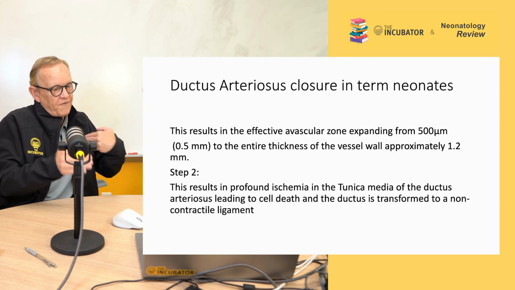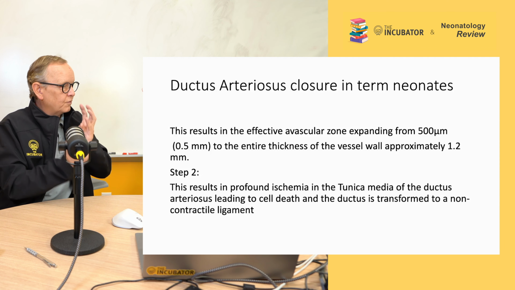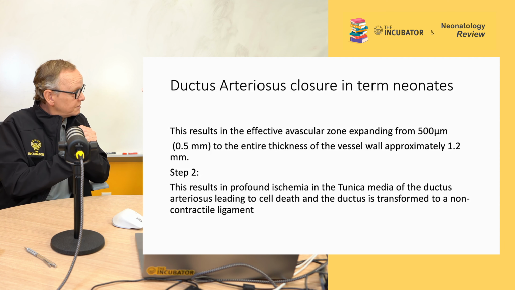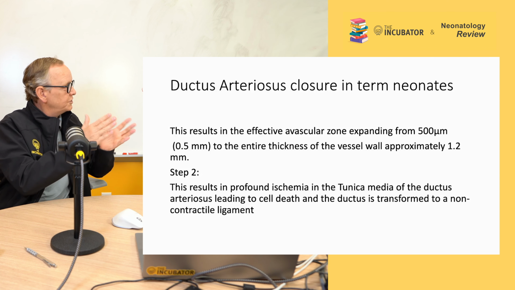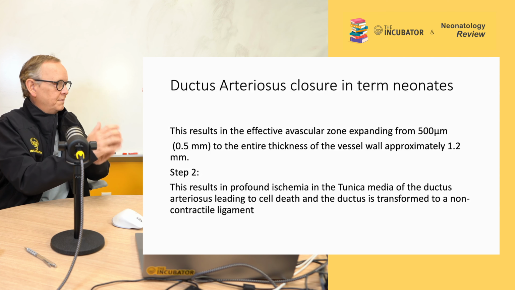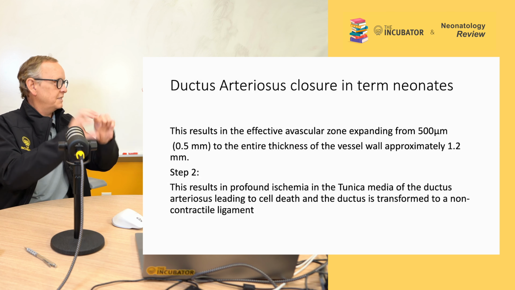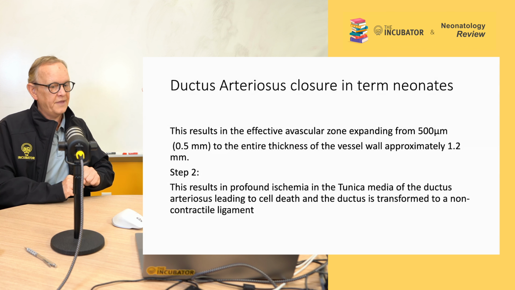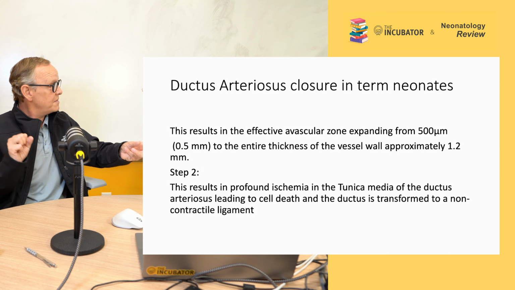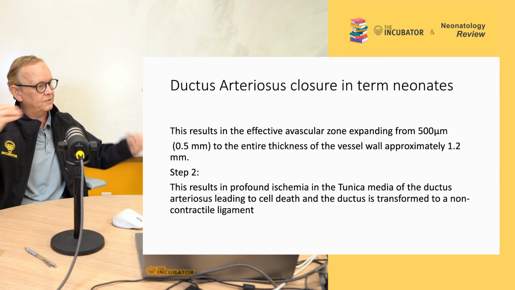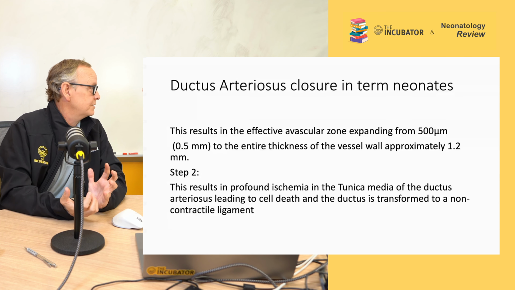Okay, so this profound ischemia in the tunica media causes local cell death in that region, and as they're dying off, that turns into scar tissue, and the environment becomes more acidotic because you have apoptosis, and the cells are all in chaos, and more cell death, and then before you know it, you basically have the entire tunica media necrosed off. That turns ultimately into a closed ductus.